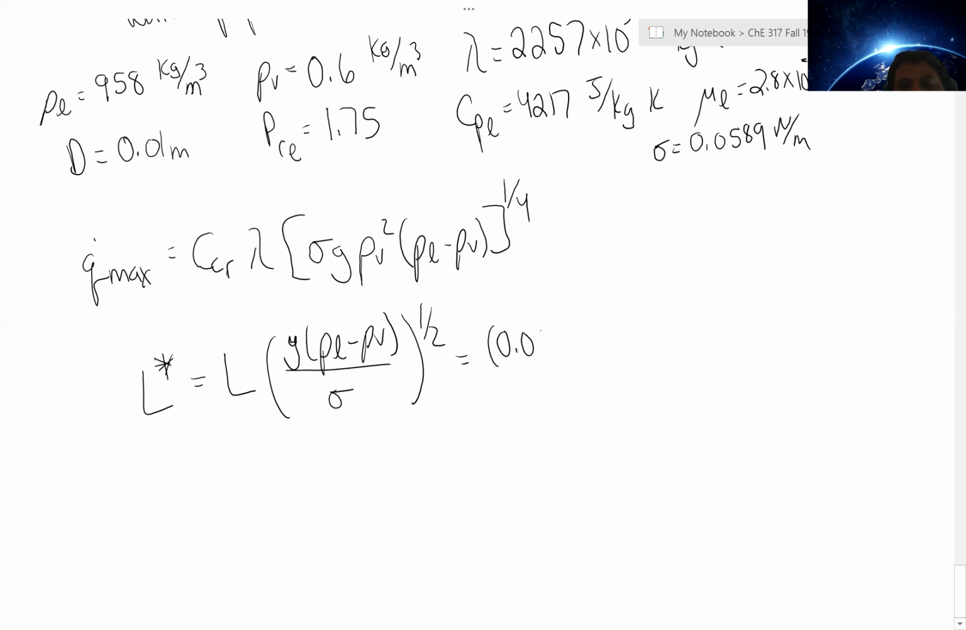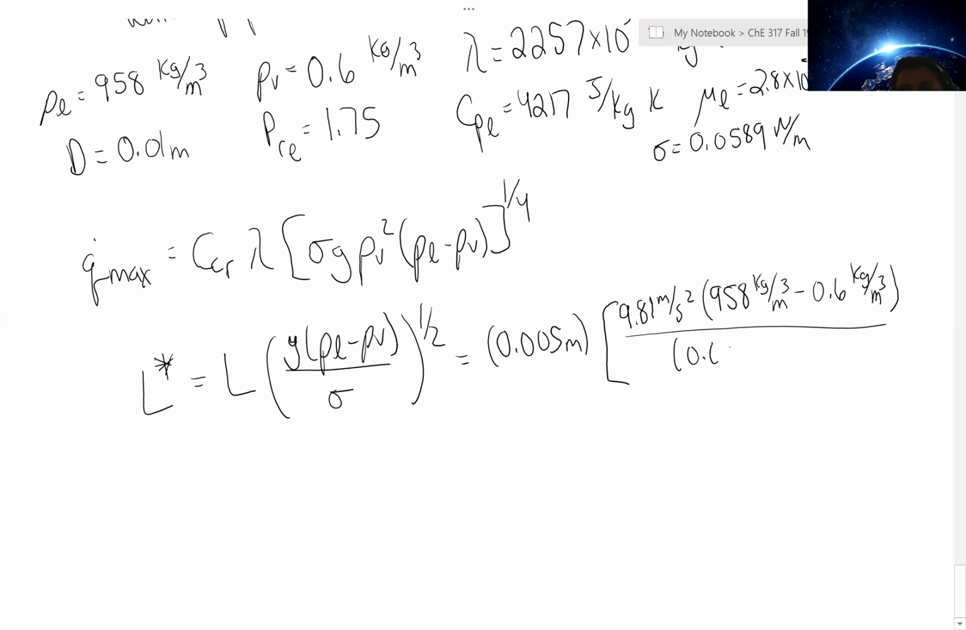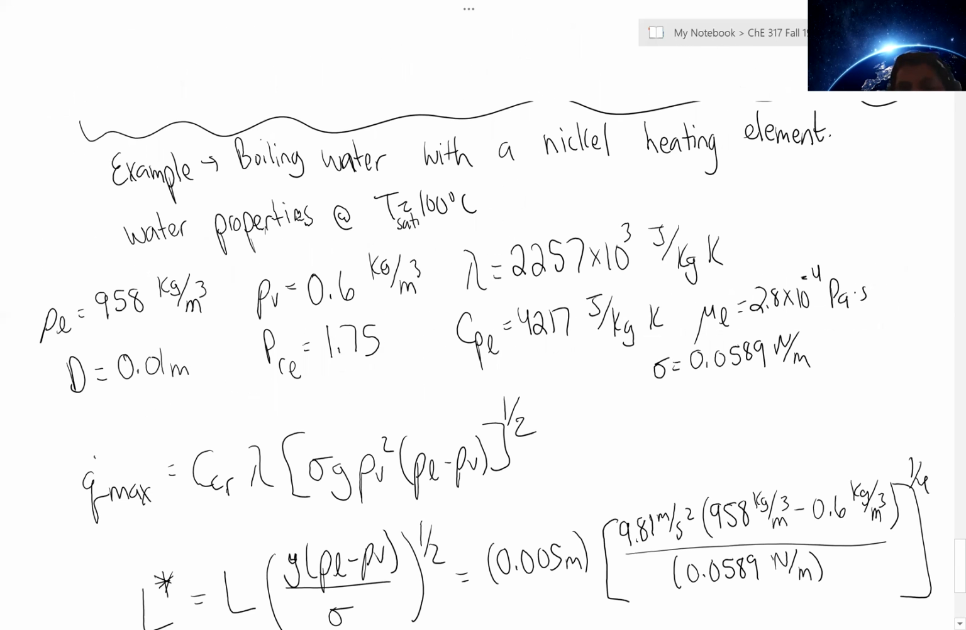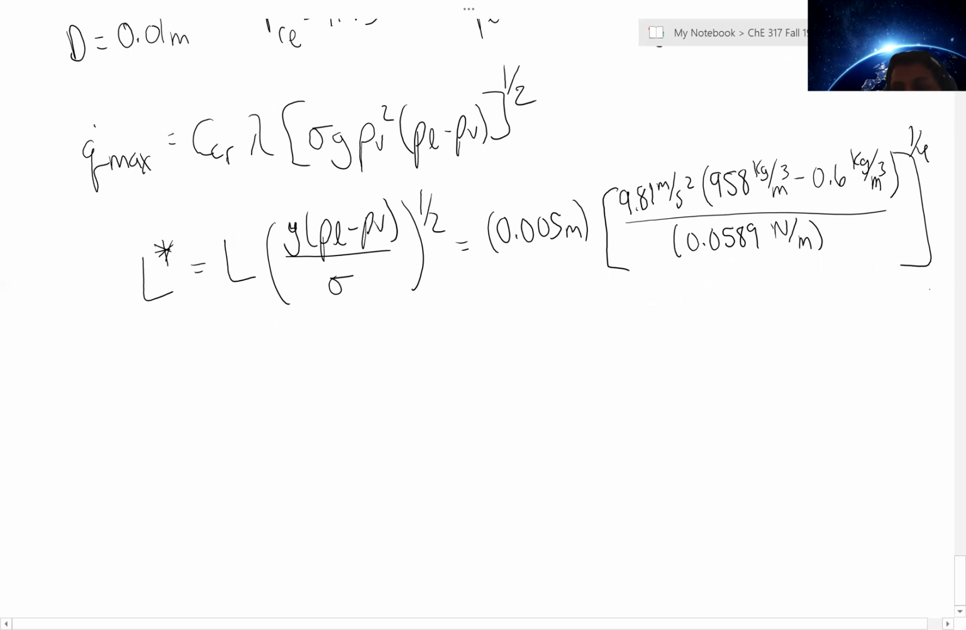So 0.005 meters times 9.81 meters per second squared times 958 kilograms per cubic meter minus 0.6 kilograms per cubic meter, divided by 0.0589 newtons per meter, all to the 1/4 power. Oh, sorry, 1/2 power. I wrote that down wrong originally. Sorry, keeps jumping around.